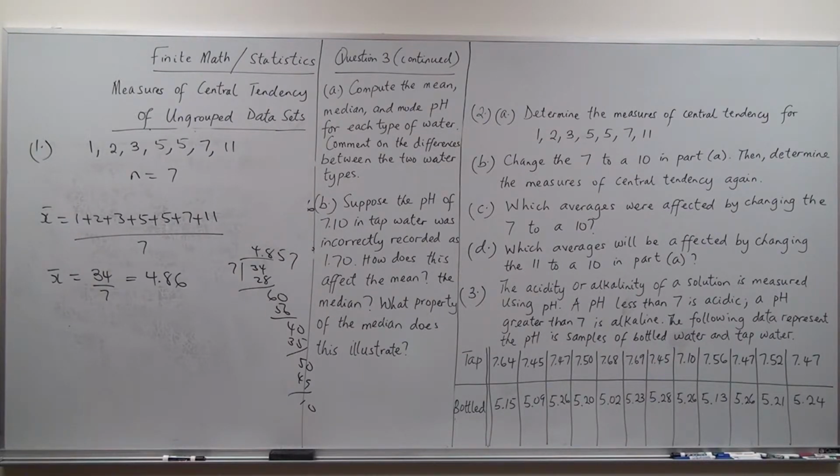Let me check it again. 3 plus 3, 6, plus 5, 11, plus 5, 16, plus 7, 23, plus 11. Yeah, it's 34 divided by 7. So 40 minus 8 is 6, 60, 8 times 7, 56, 40, 5, 35, 15. Okay, 4.86, yeah. That's it for the mean.